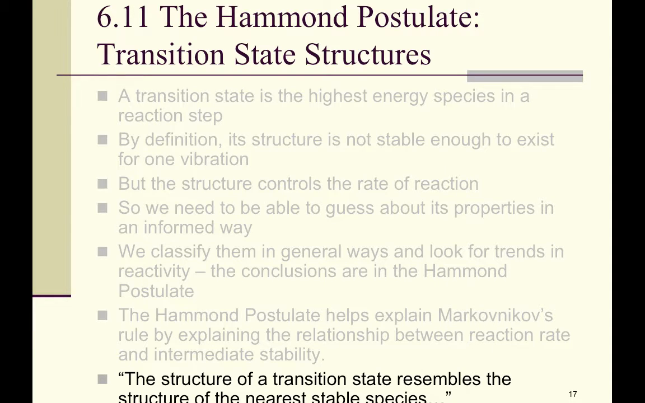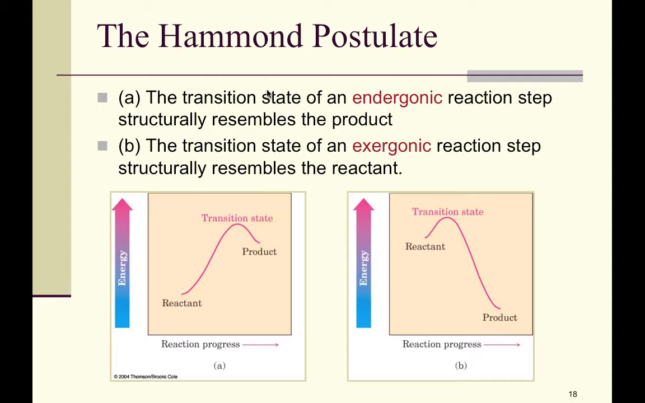So what is the Hammond postulate? The structure of a transition state resembles the structure of the nearest stable species. We've seen these energy diagrams before. Here we have a reactant. The transition state is the highest peak that it gets, and here's the product. In this case, the energy of our product is higher than the initial reactants. This would be an example of an endergonic reaction. Because the transition state is closer to the product, it resembles the product.